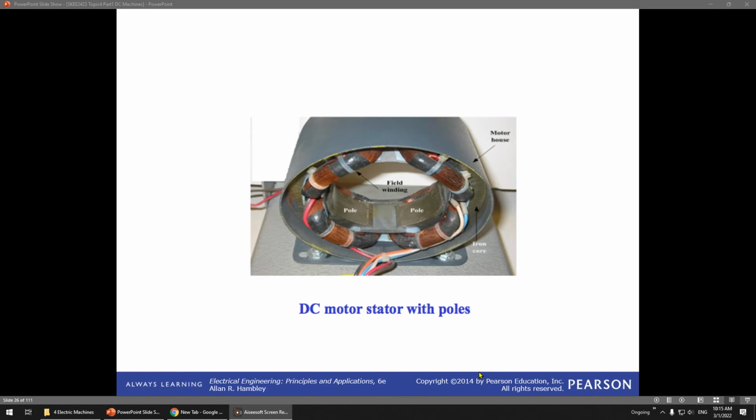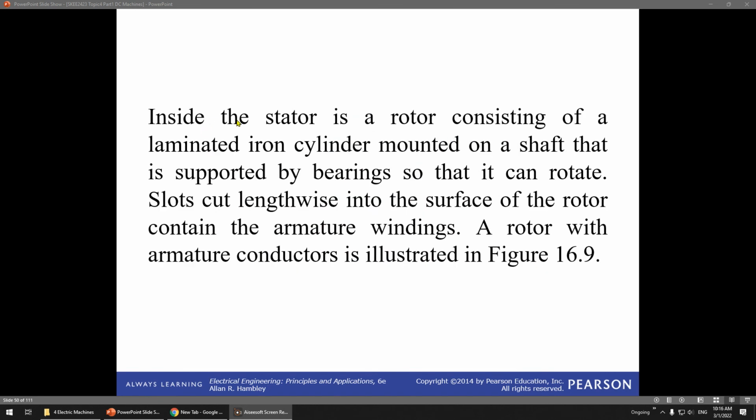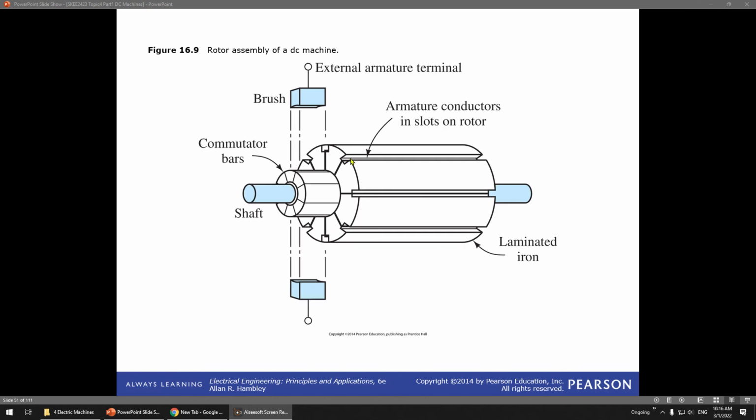It is alternating. Inside the stator is a rotor consisting of a laminated iron cylinder mounted to a shaft and supported by bearings so that it can rotate. Slots cut lengthwise into the surface of the rotor contain the armature winding. A rotor with the armature conductors is illustrated in Figure 16.9. I think I already showed you this. Armature conductors sit in slots on the rotor, so you have a winding here, and it will be placed here.